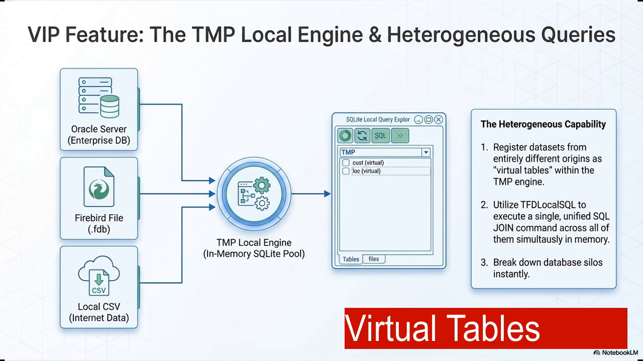And that brings us to the third killer feature, which shows off some serious database architecture chops. It's the ability to run heterogeneous queries. That's a fancy way of saying you can run queries that join data from totally different, completely disconnected sources.